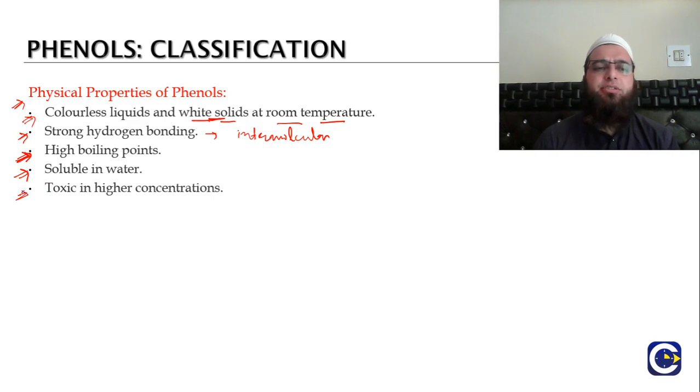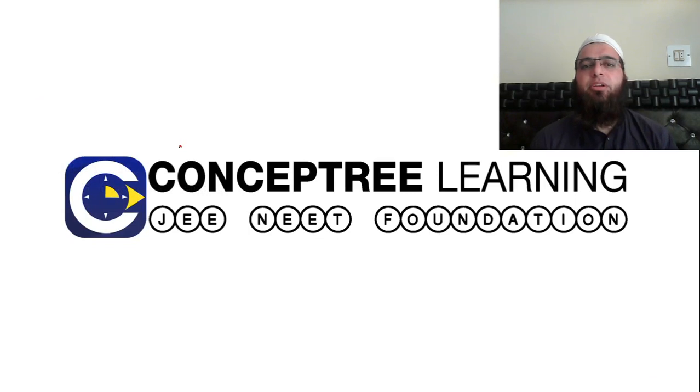And at higher concentrations, phenols are toxic also. At lower concentrations they are not that toxic, but at higher concentrations they are. They can cause irritation to skin, they can poison the living body. So they cannot be consumed as such. So these are the simple physical properties of phenols. In the upcoming videos we'll discuss the chemical properties, the chemical reactions, the methods of preparation and other key aspects of these organic compounds.